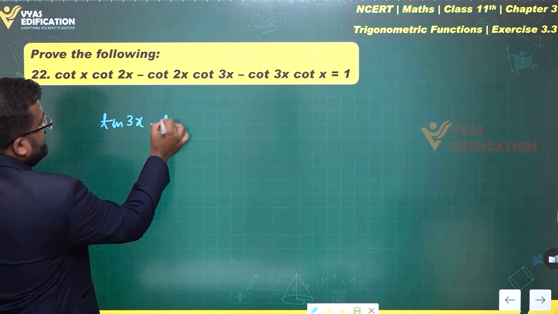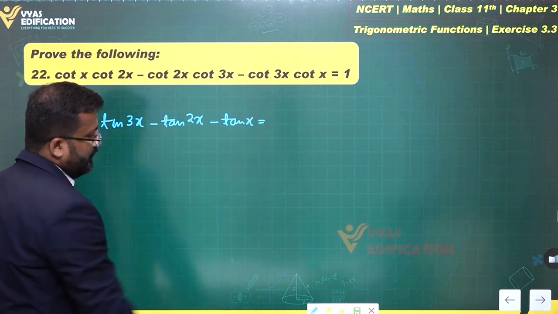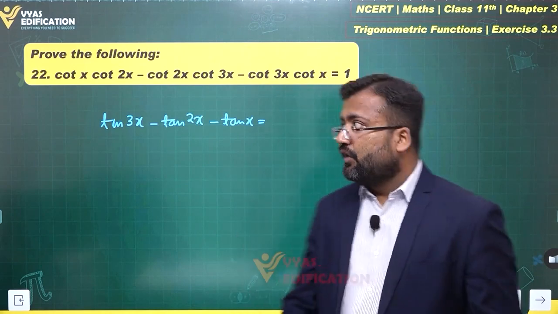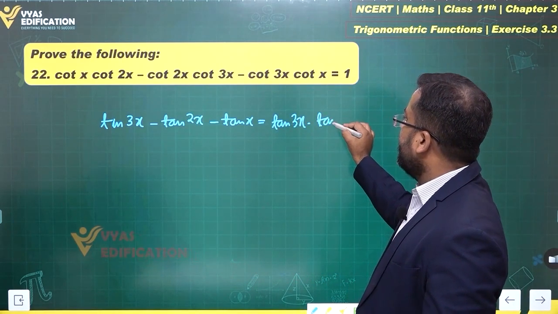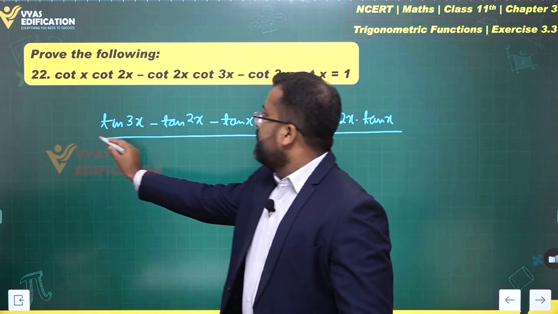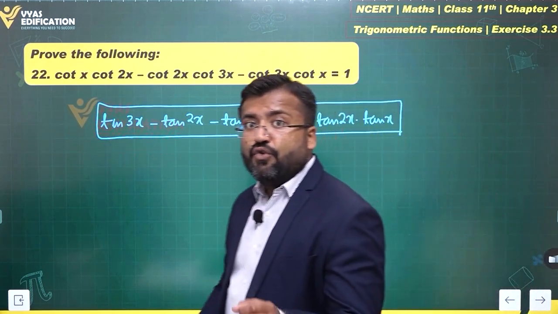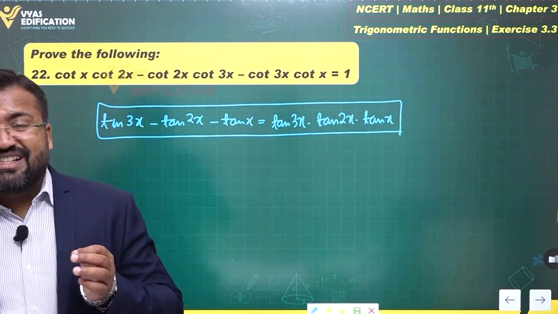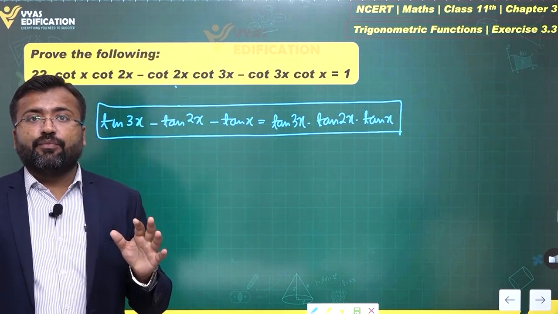Tan 3x minus tan 2x minus tan x is equal to tan 3x into tan 2x into tan x. Now, some of you may have encountered and solved this question, right? If you have not solved this question, let me discuss the idea behind this, and this and this are exactly the same.